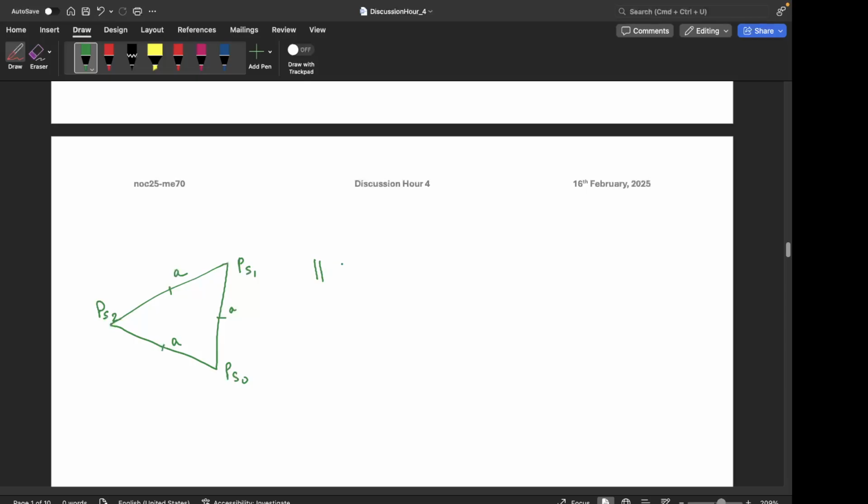By subtracting the position vectors, we get the length of the side, and we know the length of the side. So if we do PS0 minus PS1, the Euclidean norm is A. Then similarly for PS1, PS2, the Euclidean norm is A. And finally PS2 minus PS0, the Euclidean norm is A, right? So we have 3 equations.